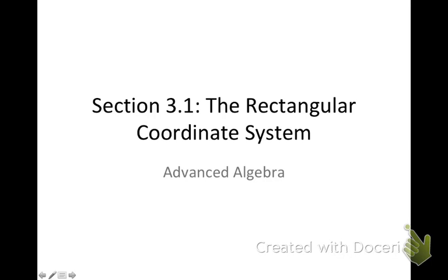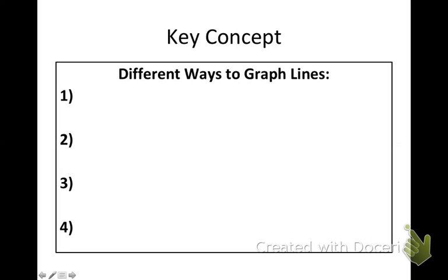Possibly. So let's quickly brainstorm. What are all the different ways that we can graph lines? Point slope form. Y equals mx plus b. All right, hold on, slow down. One at a time.